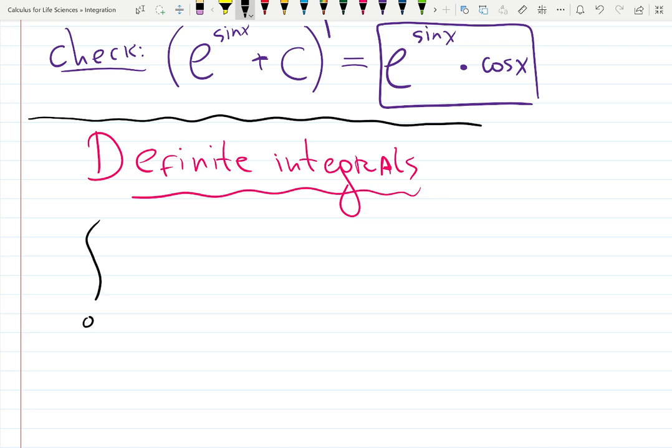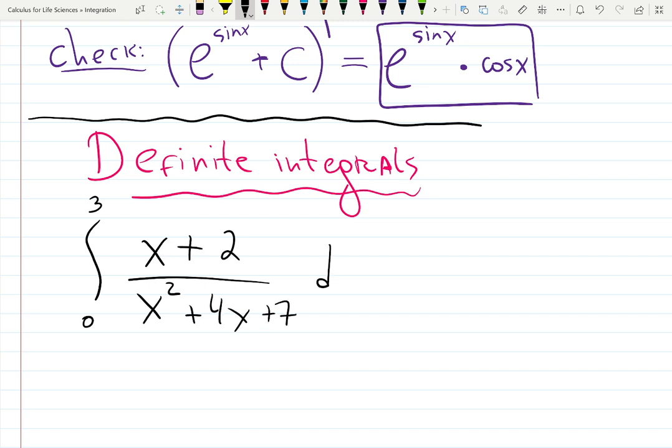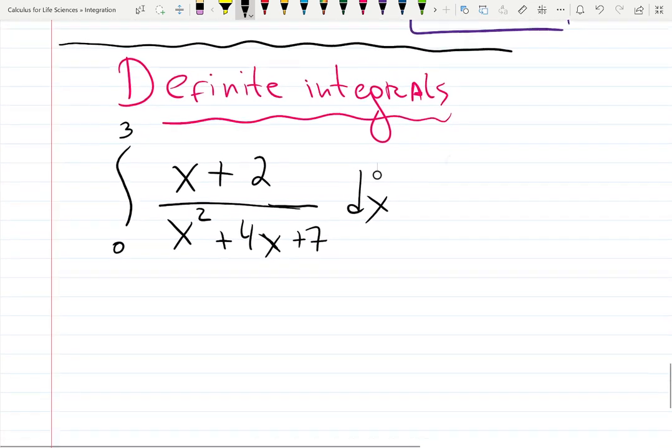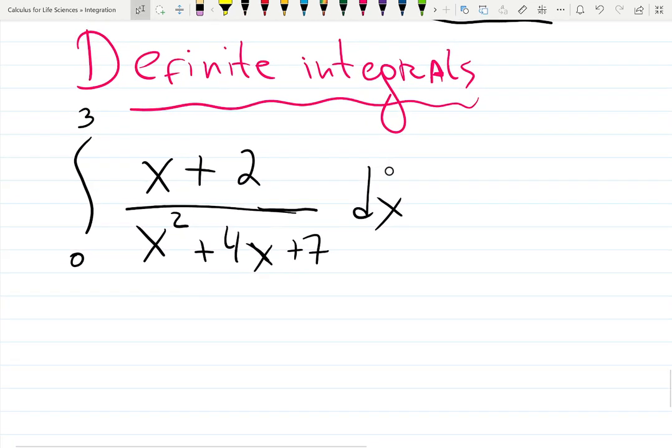Let's do the example right away and see how it works. Integral from 0 to 3. Definite integrals means the limits of integration are defined, so we're going to plug in the top minus plug in the bottom at the end. There's no plus c anymore. x plus 2 all over x squared plus 4x plus 7 dx, like so. Okay, we did not do definite integrals before, but it looks like the same thing we just had today.